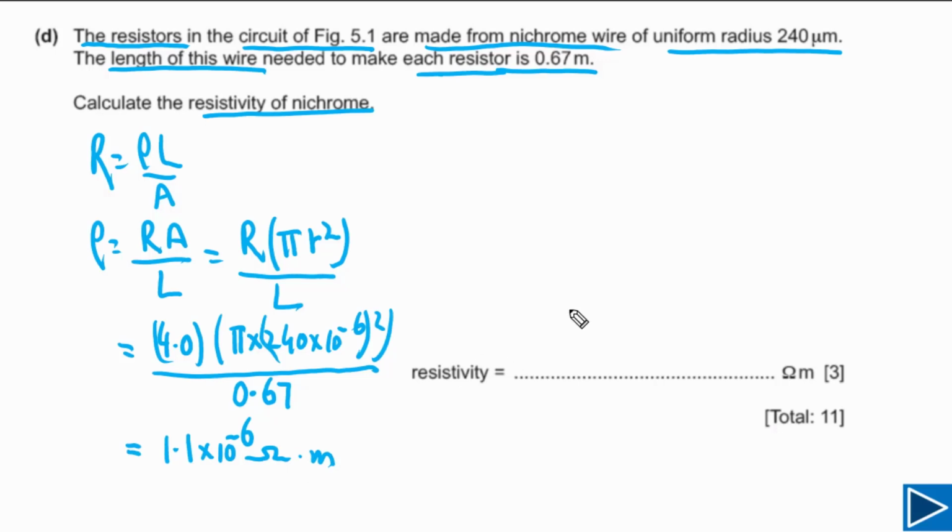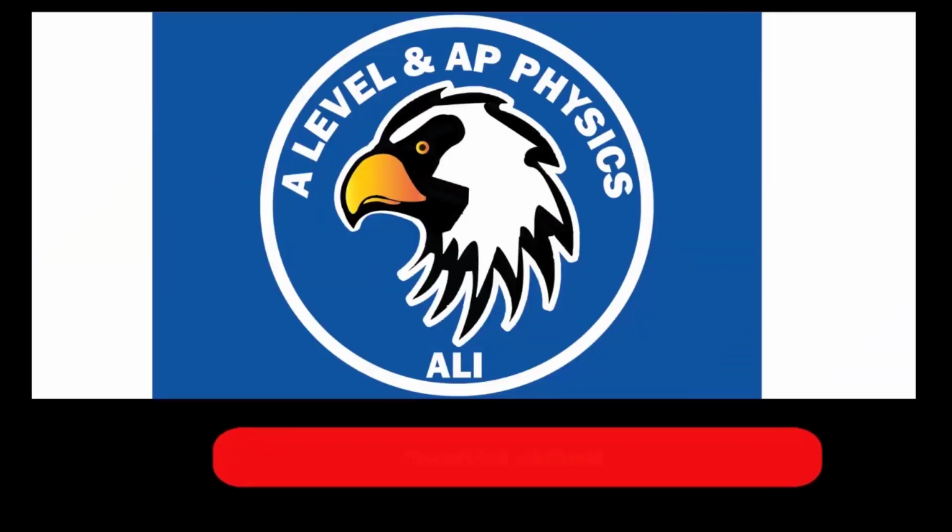This is our final answer. This question has 3 marks. The first mark is, if you have written the formula in this form, you will get the C1 mark. The second mark is if you have plugged in the right values. And the last one is the A mark. If you have got the right answer, you will get full marks.